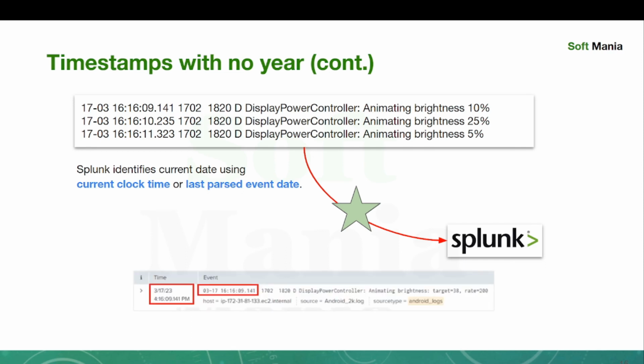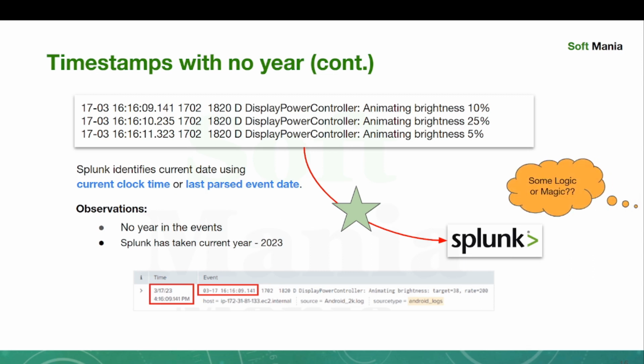So we indexed this data and took some observations. No year is in the events, but Splunk has taken the year value as 2023 from current clock time. But how? Is there a logic or magic? Of course, Splunk has its own logic. We will discuss those logics moving forward.